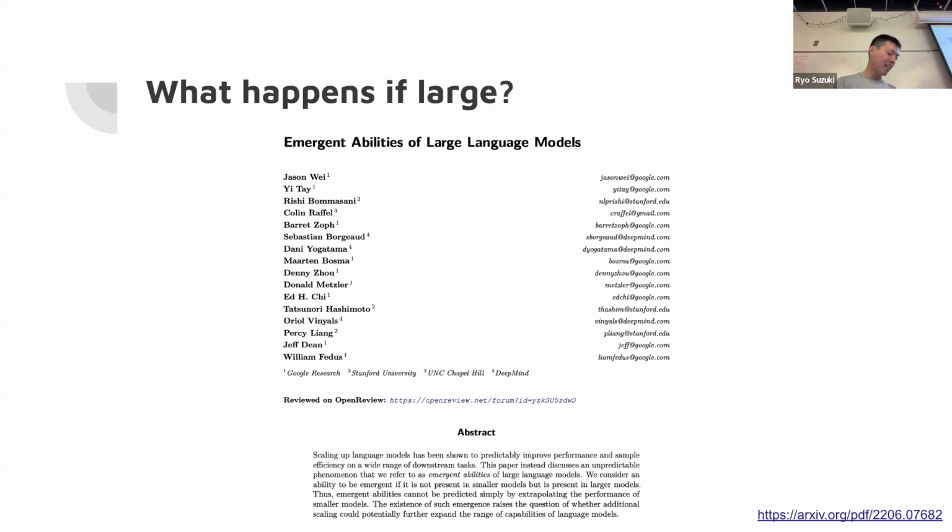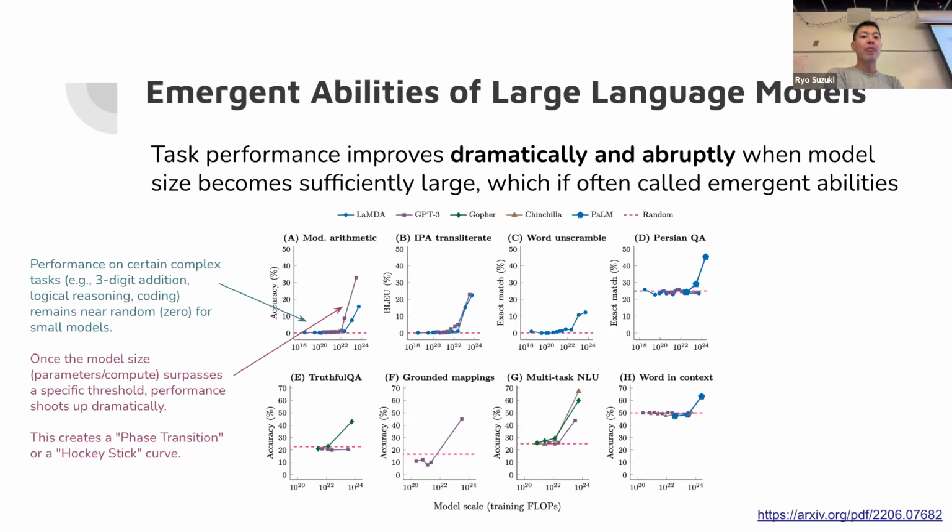Another interesting observation is what is often called the emergent abilities of large language models. That is also from 2022, out of Google DeepMind and Stanford. Emergent abilities are kind of interesting, so let me try to explain.